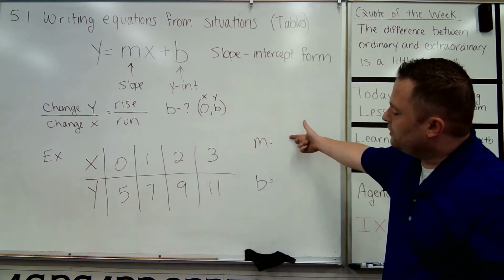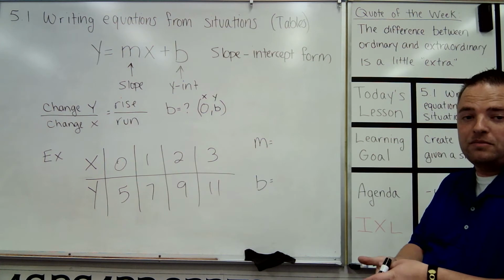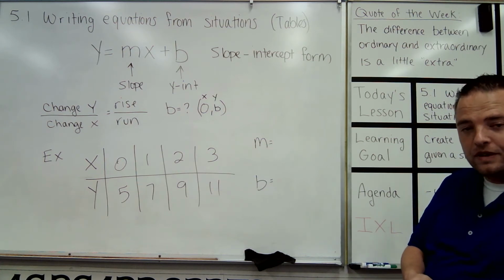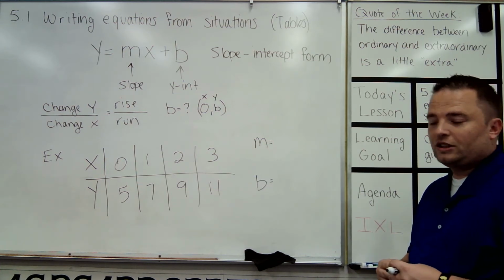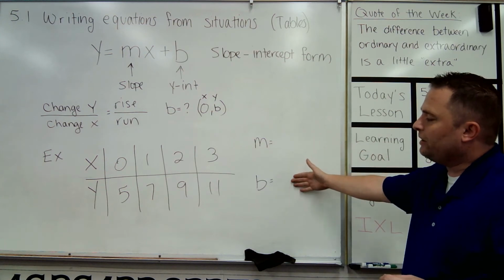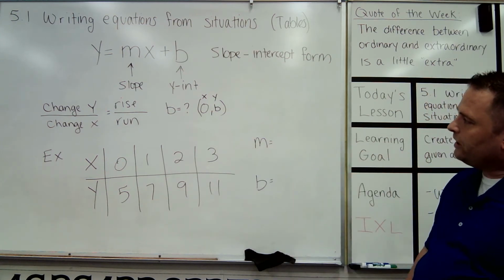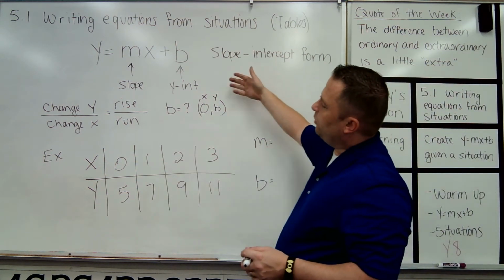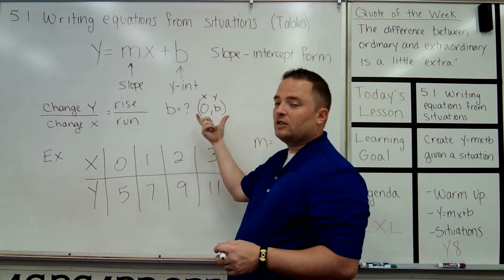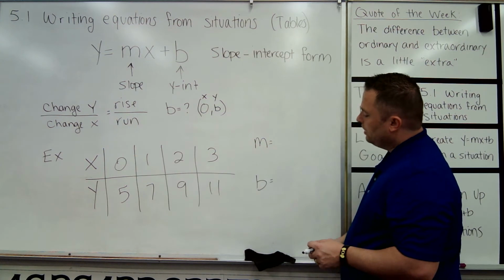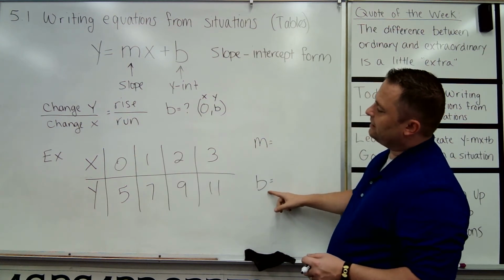If we knew these two pieces of information, we have a problem just like we did in the previous two examples. The question is how do we get the m and how do we get the b from the table? We can use this back referencing the y equals mx plus b and what things look like. So let's start off with the b. The b is the easiest to see.